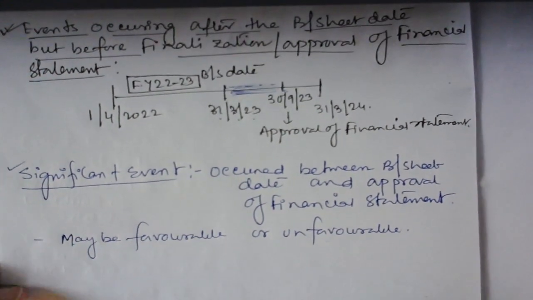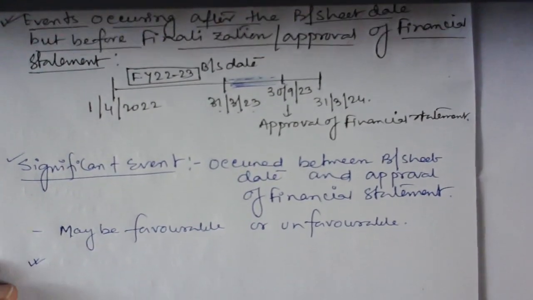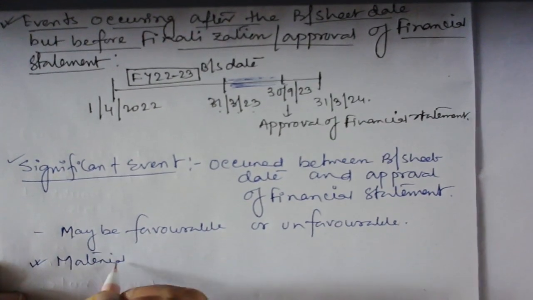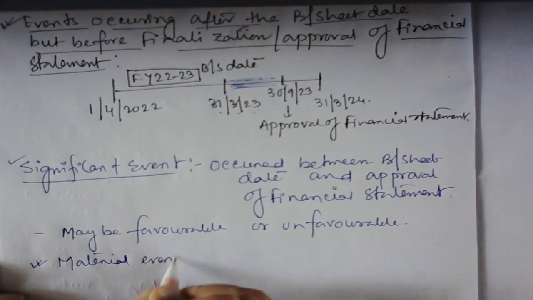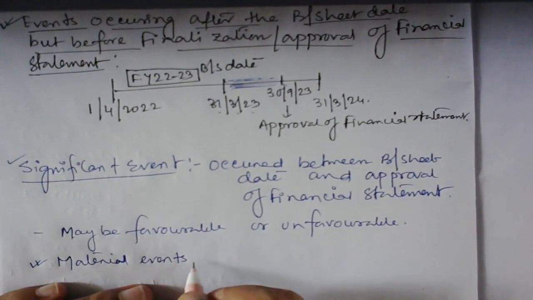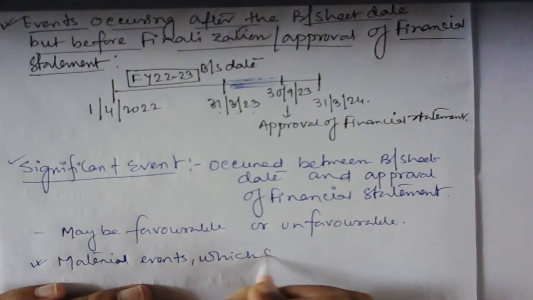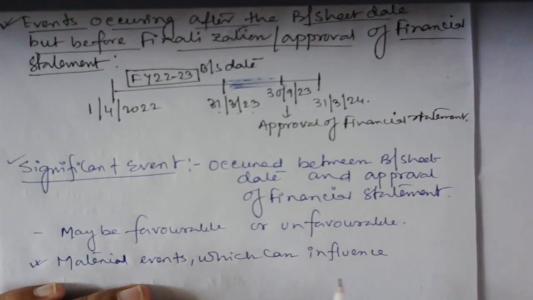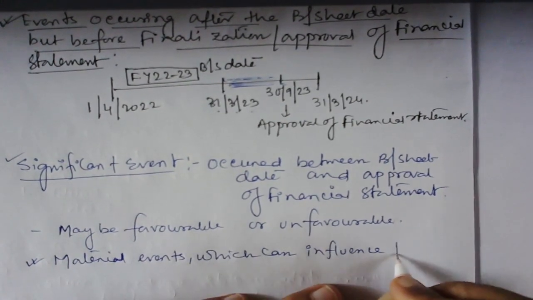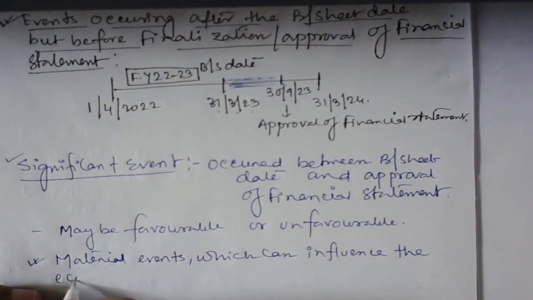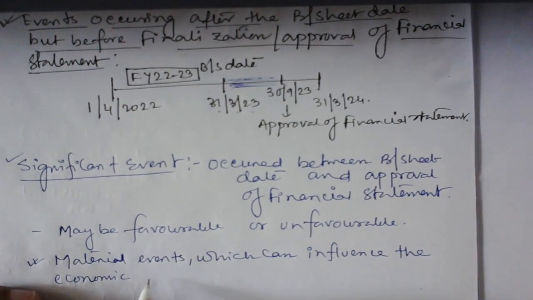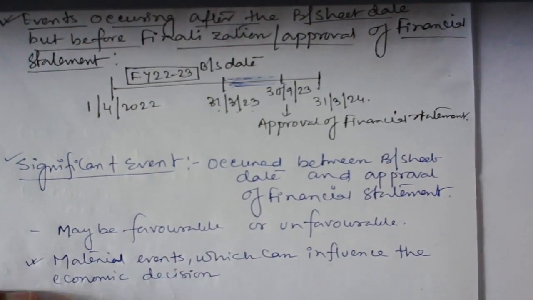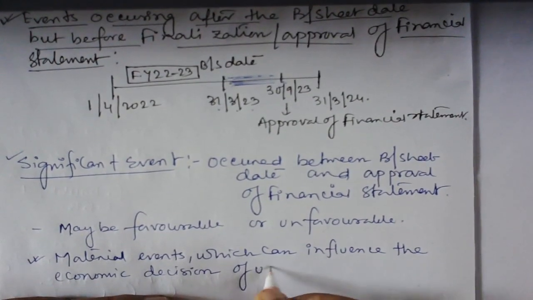Now, the definition you can write here with respect to this. Significant events are material events which can influence the economic decisions of the users of the financial statement.